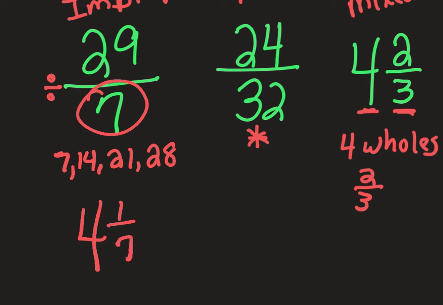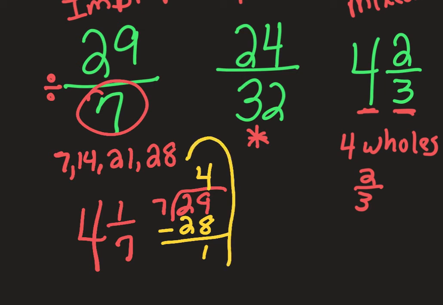Now, if you can't do that mentally, set it up as a division problem. And you would say 7 will go into 29 4 times. 4 times 7 is 28. I subtract and get a remainder of 1. This is when you do your backwards C when you're dividing.